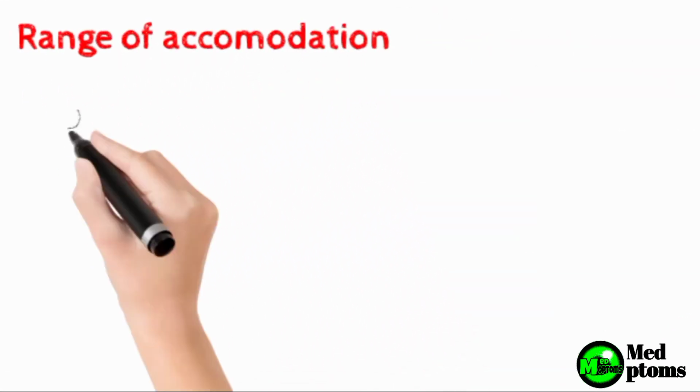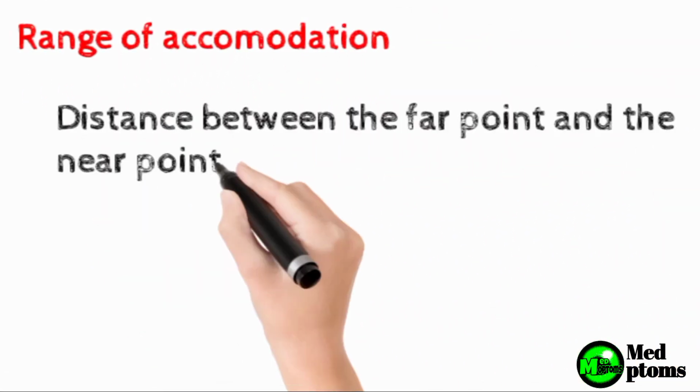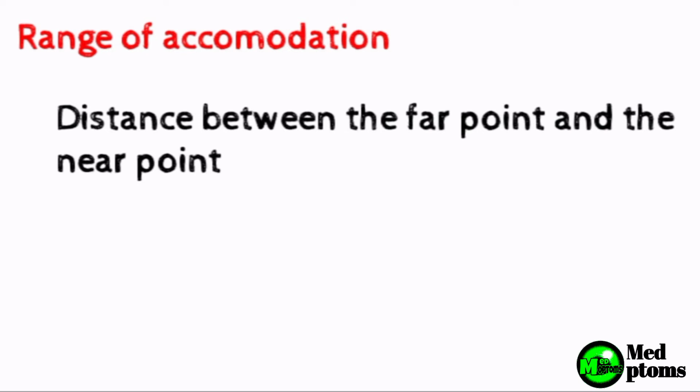Next one, the range of accommodation. Range of accommodation means the distance between the far point and the near point. We already know about the far point and the near point.